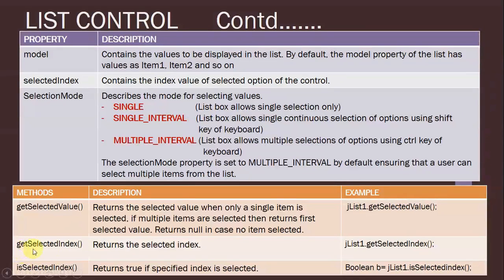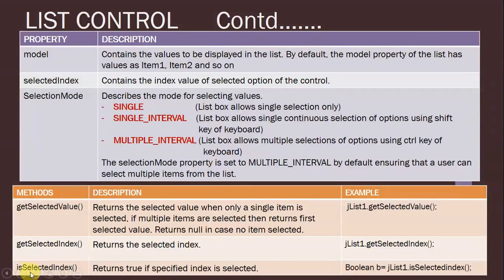And next is getSelectedIndex. It returns the selected index. Again, the same thing is applicable here. If multiple items are selected, then it returns the index number of the first selected option. If this is the name of the list control which we have created, then we can write it like this: jList1.getSelectedIndex().